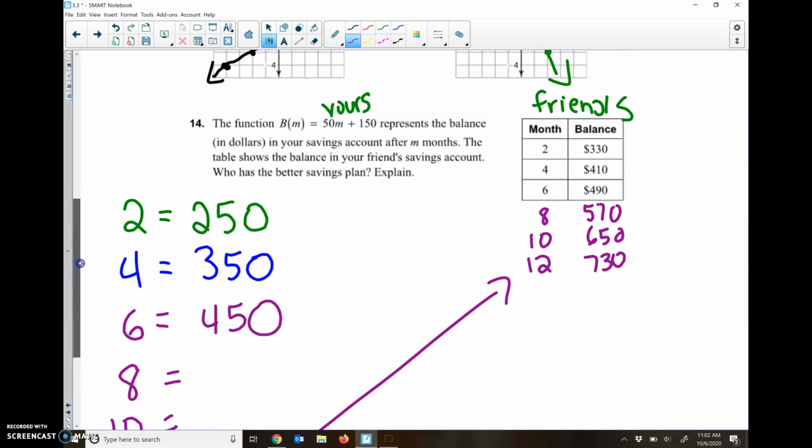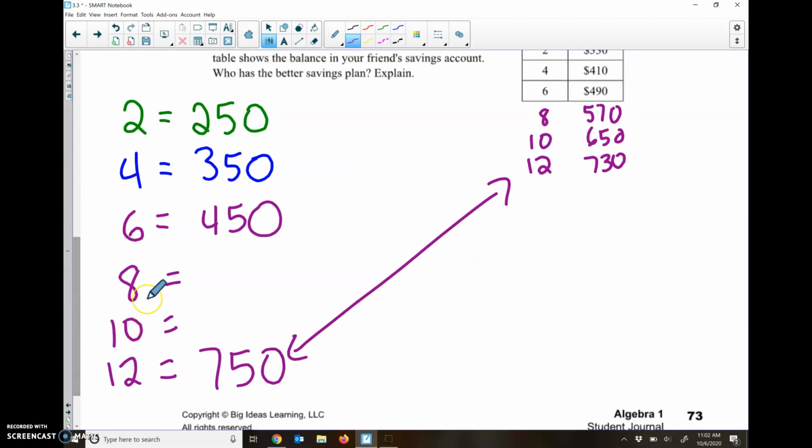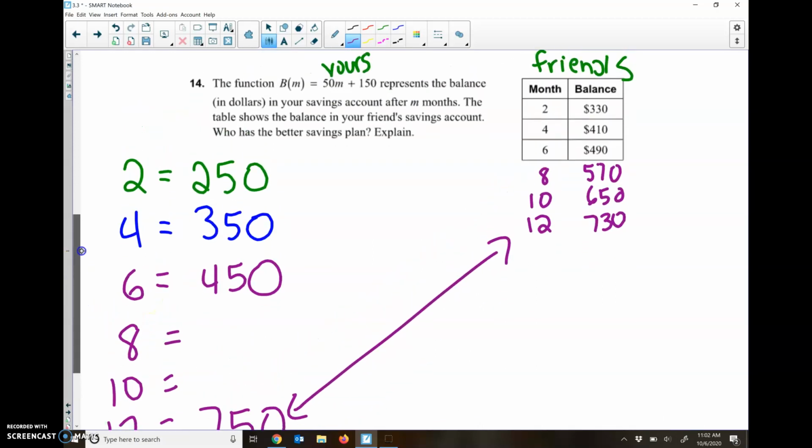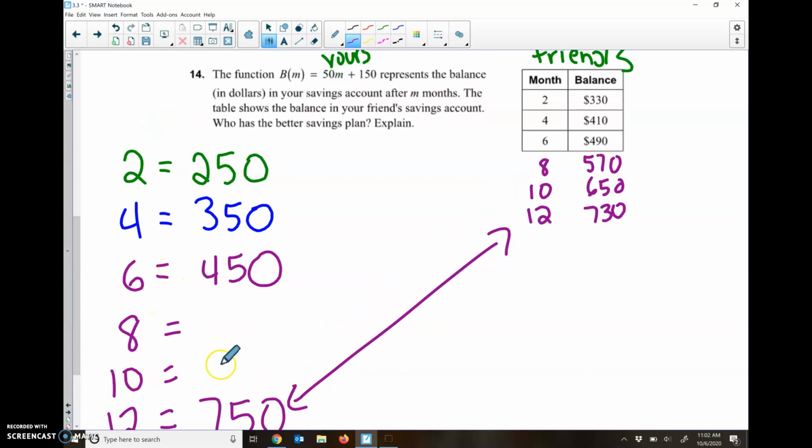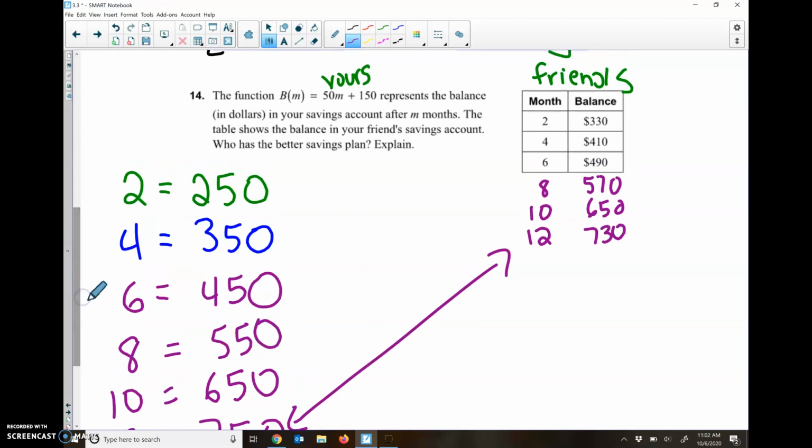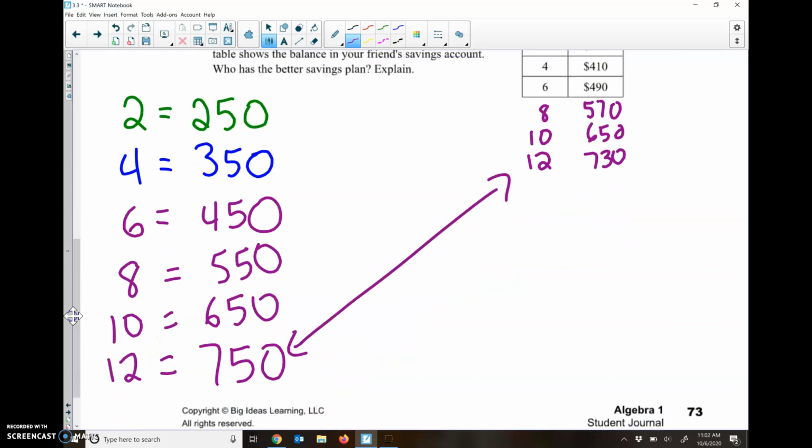So if you're looking for an account for less than a year, let's do the 10 months and let's see who's winning then. So 10 times 50 is 500. Oh, looks like we're tied after 10 months. 8 times 50 is 400. We're at 550. So if you're looking for a savings account for 8 months or less, then your friend has the better deal. But if you're looking for something a little longer, like 12 months or 14 months or anything past that, it looks like your savings account is better.